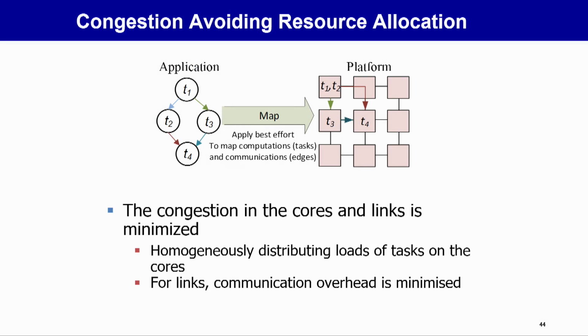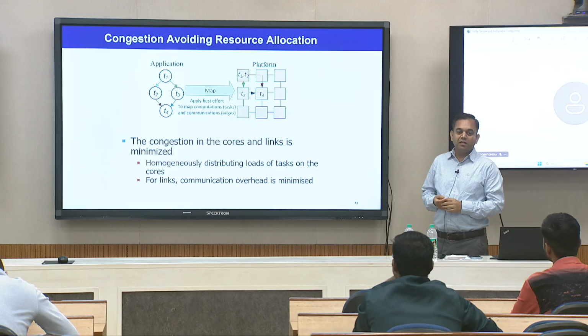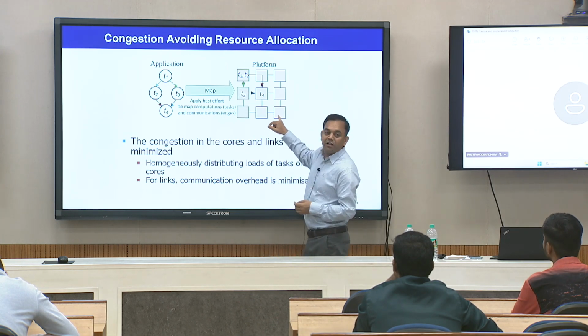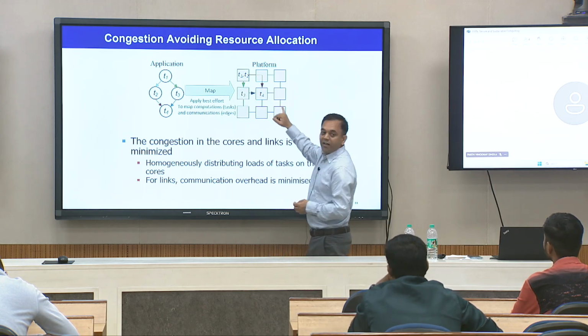So how can you do that? Congestion doesn't only mean when things are communicating, because if you put a lot of tasks in one place, that is also congestion. To minimize that, you can try to homogeneously distribute the load of the tasks, so try to use as many resources as possible. And for links, communication overhead should be minimized. So it should not be that you put T1 here and put T2 there, and then it has to talk a lot.